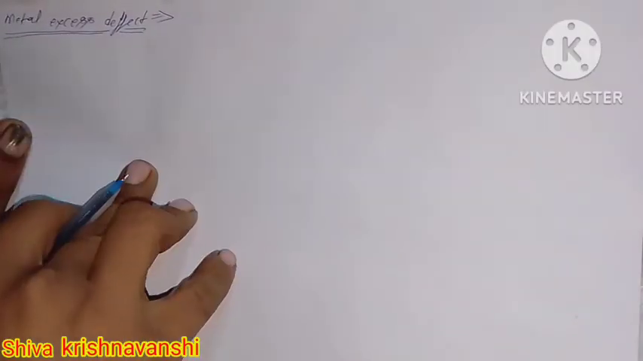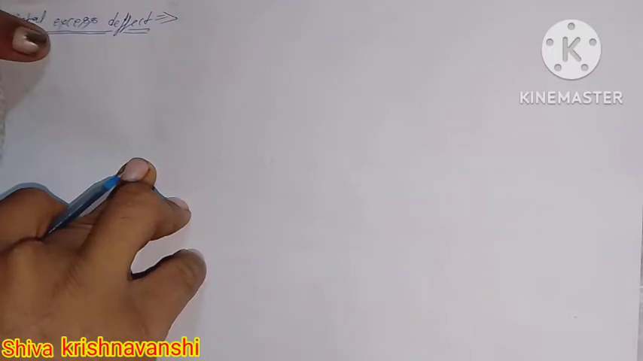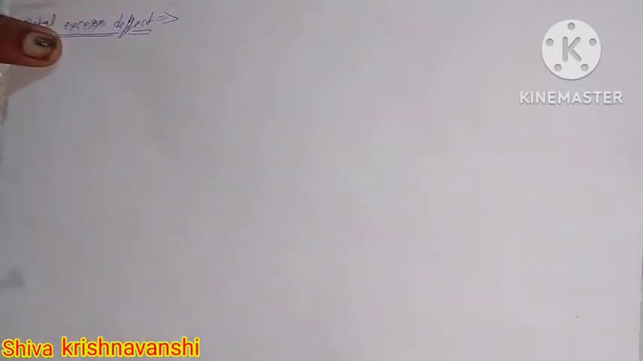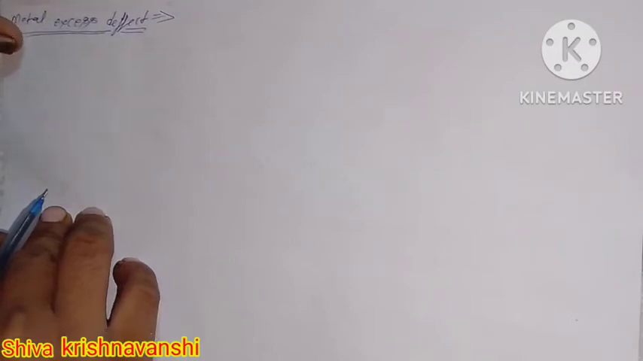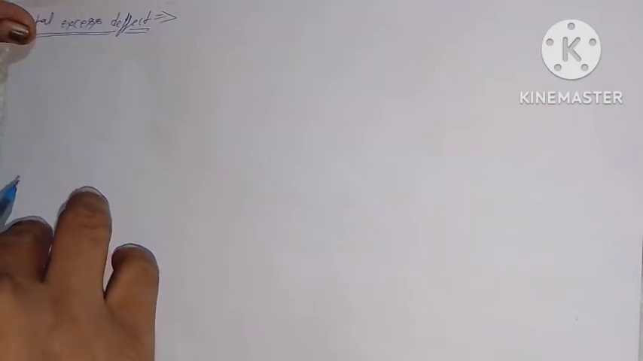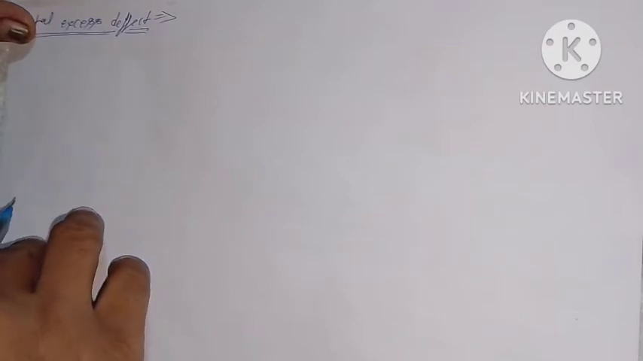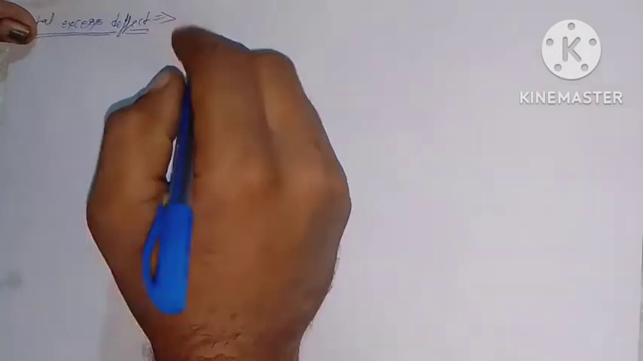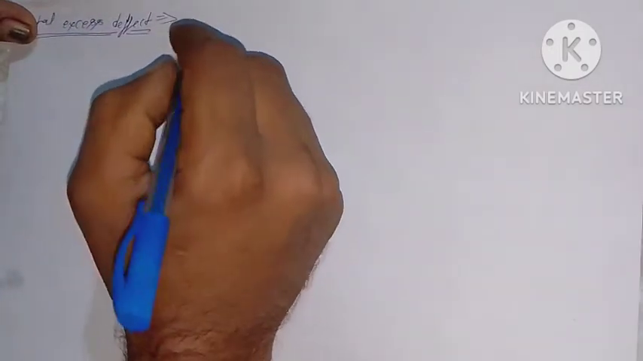Metal excess defect. What is metal excess defect? We will study about metal excess defect today. In metal excess defect, positive ions are increased. This is of two types also.